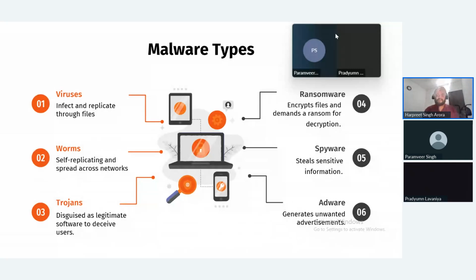Ransomware encrypts files and demands a ransom for decryption. Spyware, you know, Pegasus was in the news in recent times. That's one of the spyware that steals sensitive information. It might be in your phone and you might never know that someone is using spyware to steal information from your system. The information could be in text format or audio format.